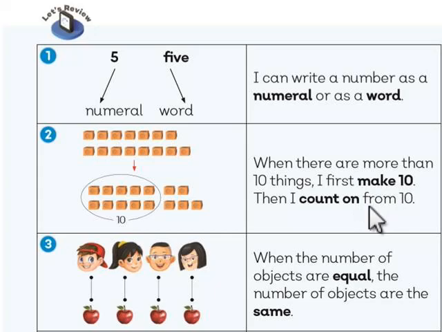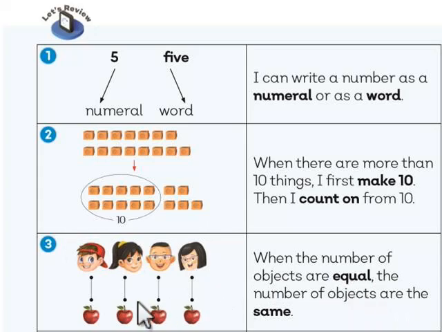on from 10. So if I will make 10, I will circle a set of 10 so that I can count the 10. Then from 10, I can proceed to 11, 12, 13, 14, 15. So there are 15 cubes all together. Number 3, when the number of objects are equal, the number of objects are the same.